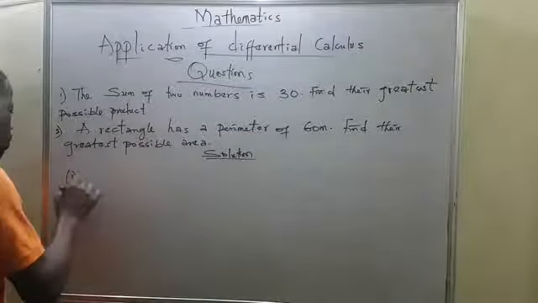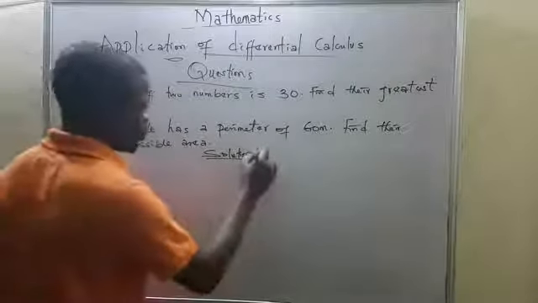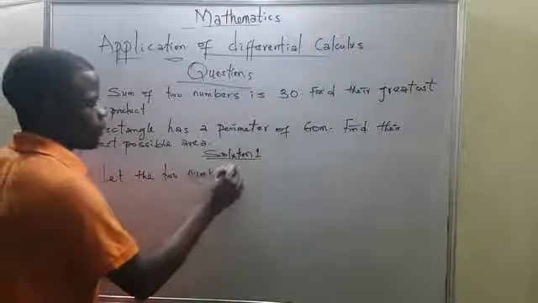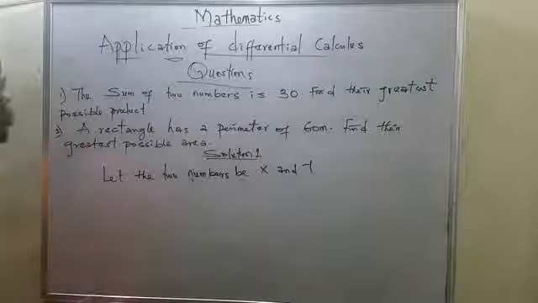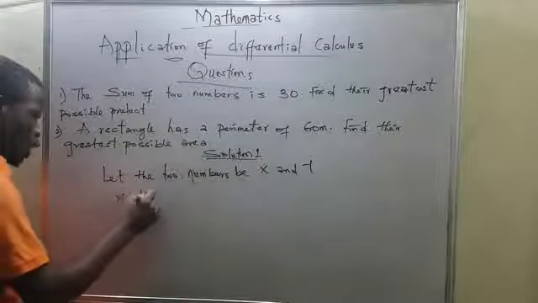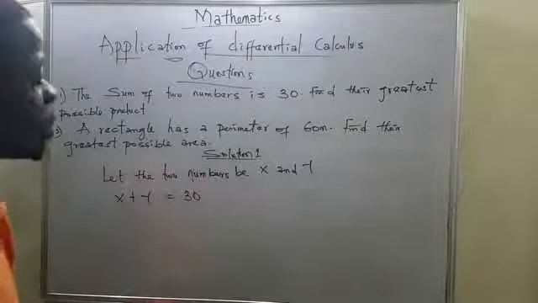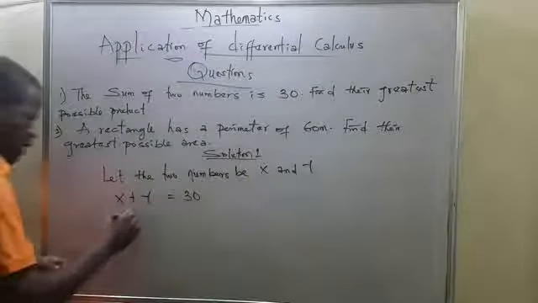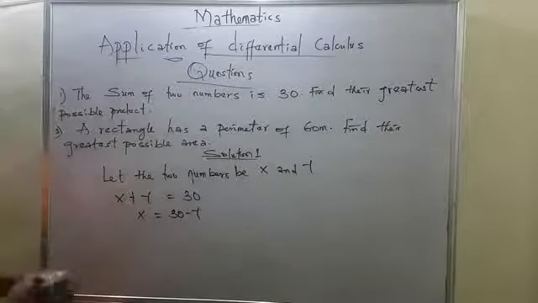First, the sum of two numbers is 30, right? Let the two numbers be x and y. So the sum of the two numbers, that would be x plus y, equals 30. Now, we're looking for their max product, which is not something we can just solve by a linear equation. So what do we do? Since x plus y is equal to 30, you can see x can be equal to 30 minus y, isn't it?